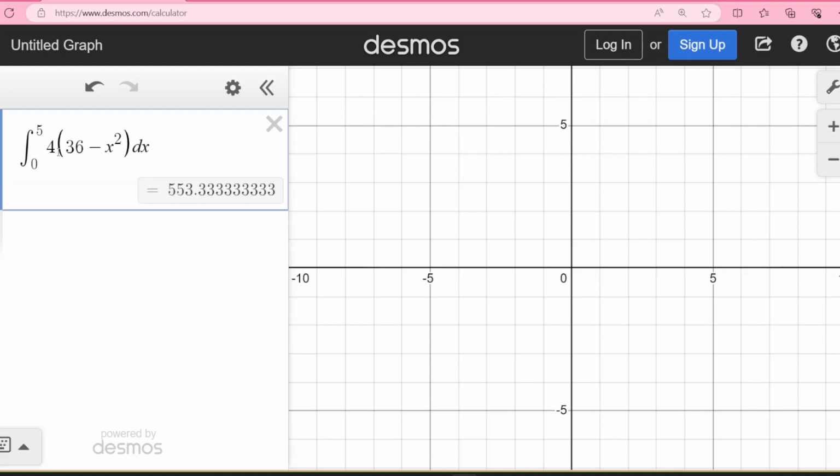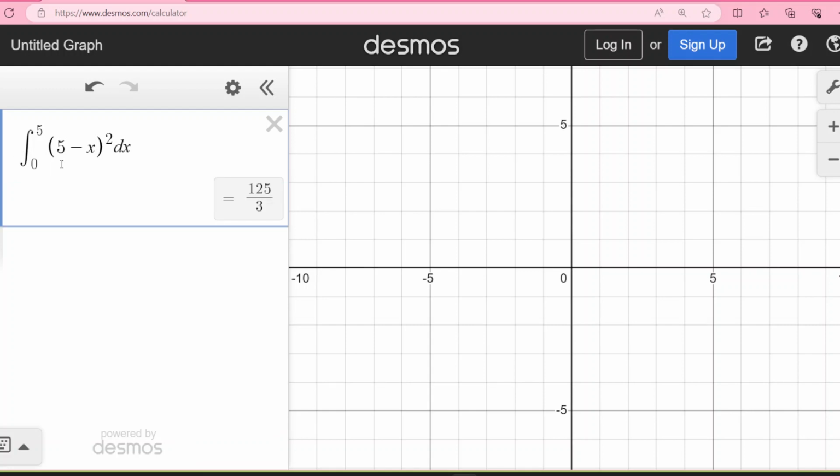You have 0 to 5 of, and then the integrand was the quantity 5 minus x squared. All right, so that's 41 and 2/3 or 125 thirds, right? I just hit a little button off to the side here that you can't see, which lets you change this to fractions. So it's 125 over 3. Then remember, I'm multiplying this by pi over 8. So the denominator is 3 times 8 or 24.